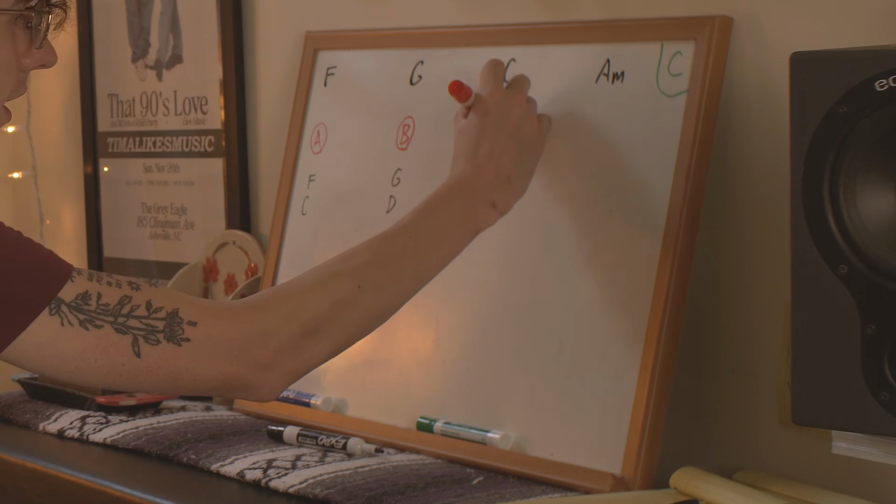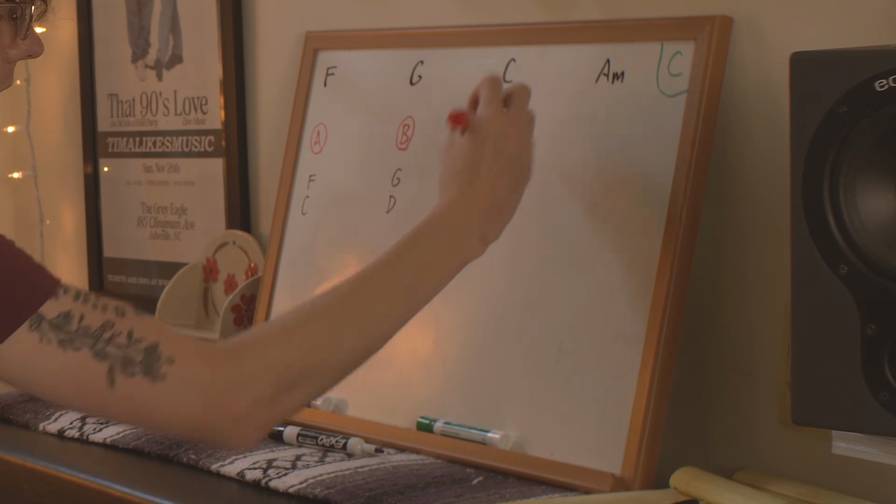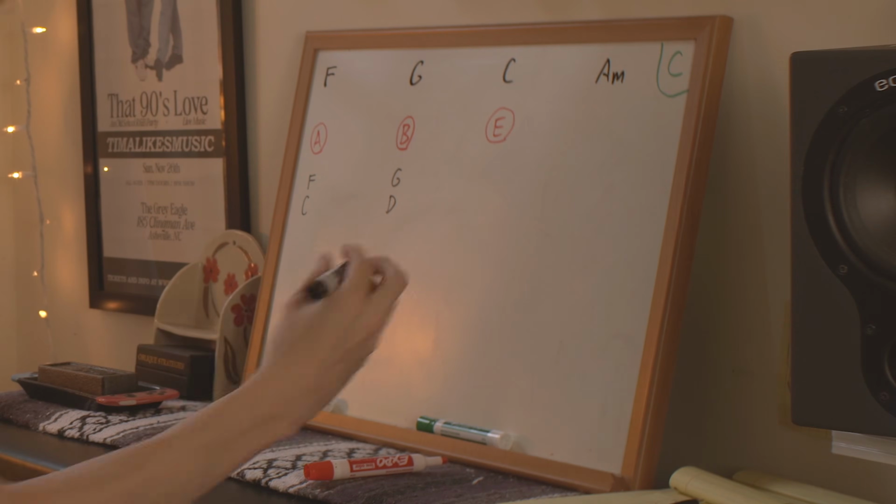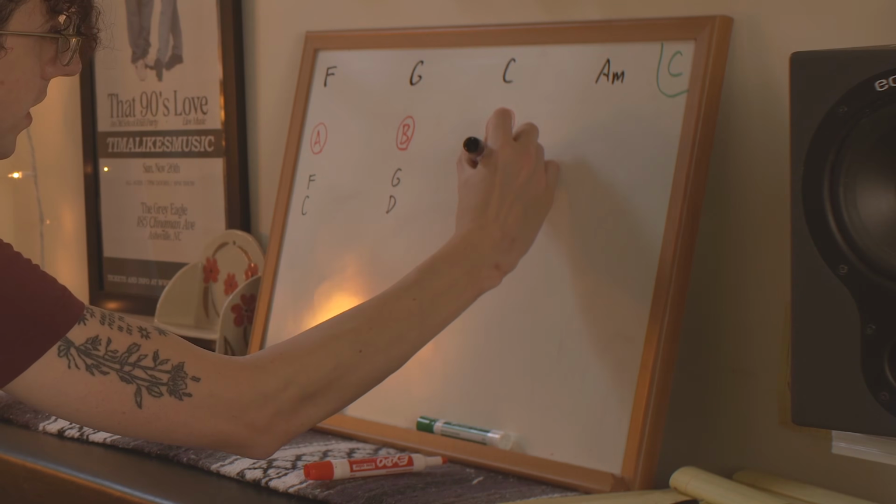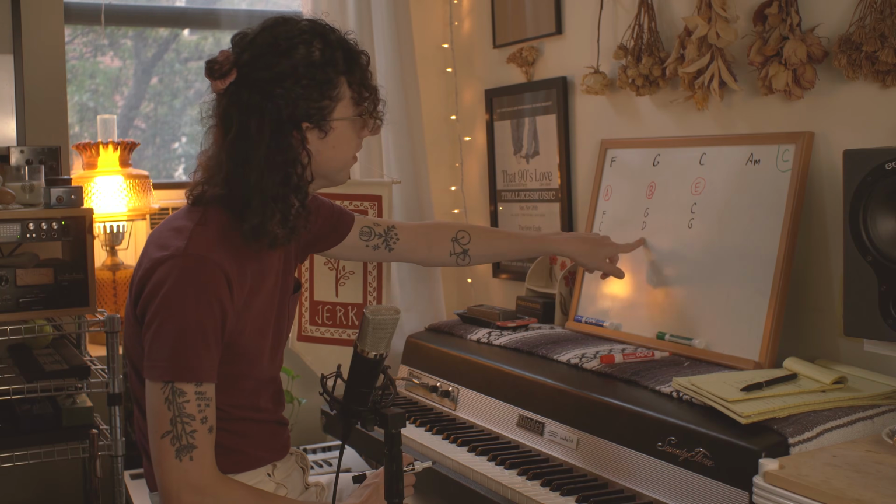I'm going to do that. I'm going to go up to E, the third of that chord, and I'm voicing that G, C, E. So right now this is actually all the same kind of chord inversion. They're all second inversion triads right now.